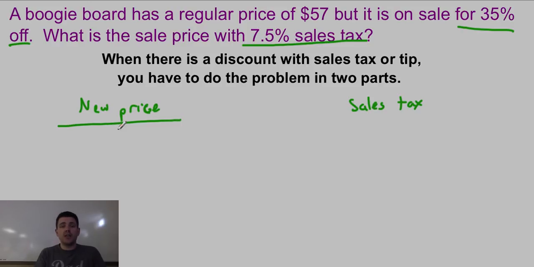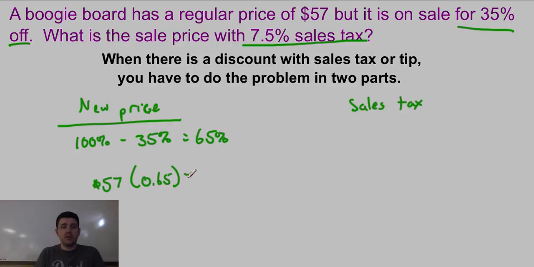Our new price is 35% off. So 100% of the price minus the 35% off, they're having a big sale, means we're only going to pay 65%. So we do the whole price, $57, times 0.65. And that means we're only paying $37.05. Nice discount we got in that.